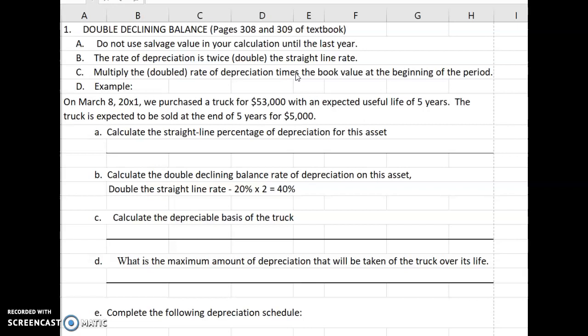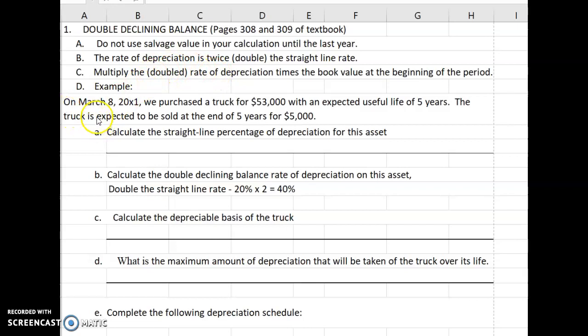Rule number 1, A here: Do not use salvage value in your calculation until the last year. Rule number 2, B here: The rate of depreciation is twice or double the straight line rate. Rule C: multiply the doubled rate of depreciation times the book value of the asset at the beginning of the accounting period. Let's work through an example and apply these rules.